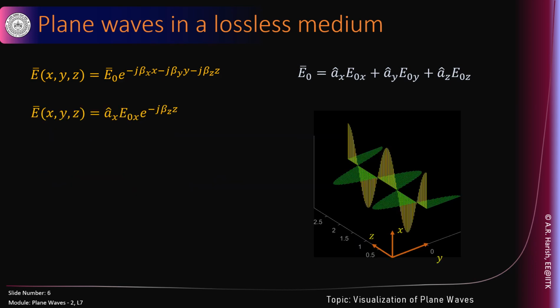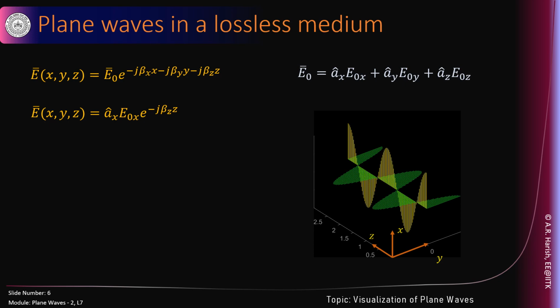Oh, that picture was too complicated. We'll simplify the picture in a moment. What is it that we know about a plane wave? A uniform plane wave: the constant phase surface is a plane, and on that plane the electric field is uniform. That is, it is constant, it doesn't change.